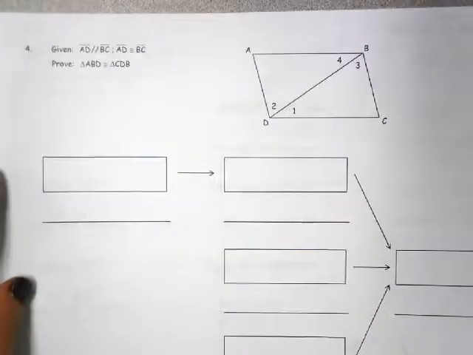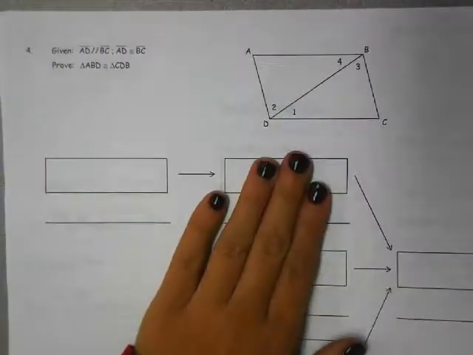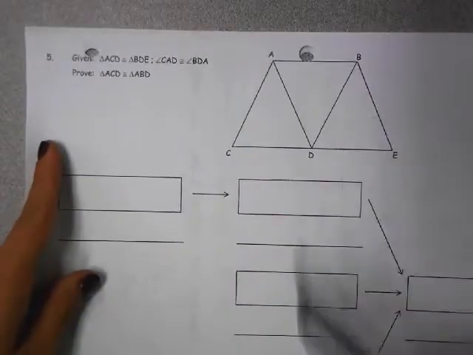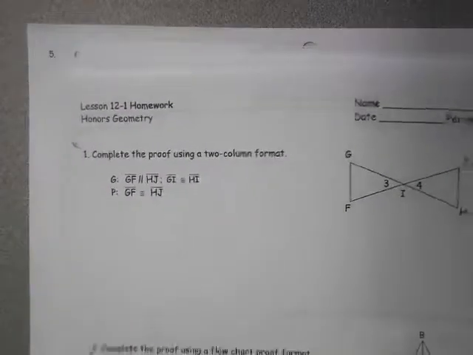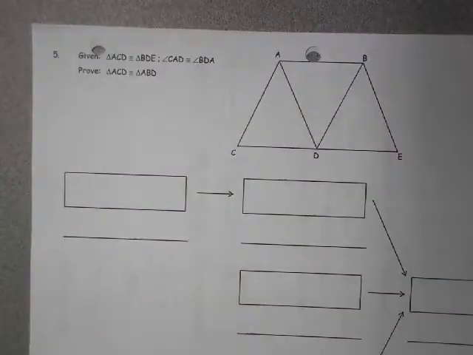Okay, so what I want you to do now is you are going to try with your group number 4 and number 5, okay? And then I will schedule for 4 and 5 to be posted through Remind so that you can check them this evening. And then if you finish both of those proofs, then you need to get started on your homework, which you should have picked up when you walked in, this lesson 12.1 homework, okay? And so it's just 4 questions, and that needs to be done also.